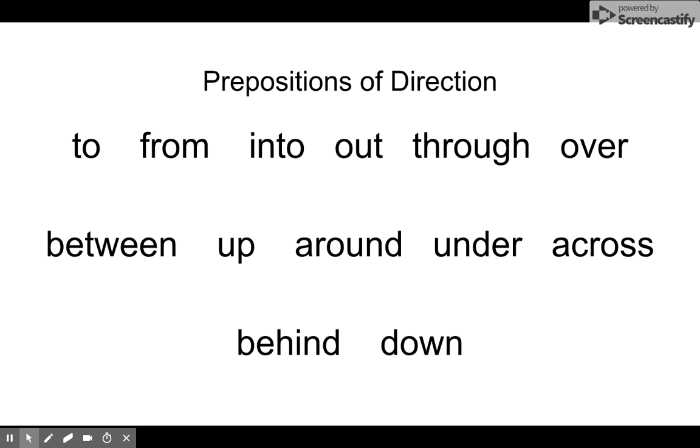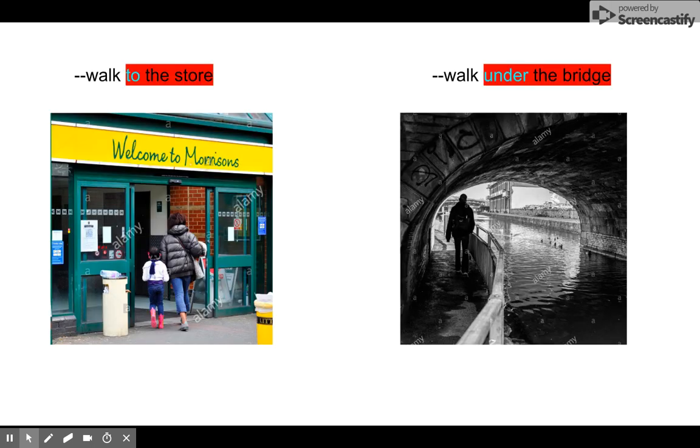You can also have prepositions of direction, usually used to describe actions, like how you do something, or where you do something, or what path you take. Prepositions like to, from, into, out, through, over, between, up, around, under, across, behind, and down.